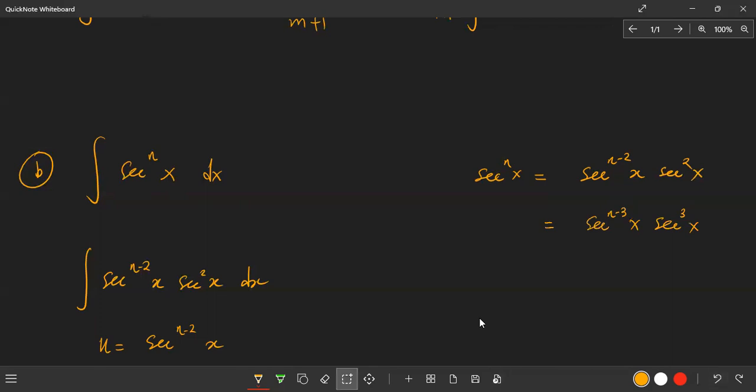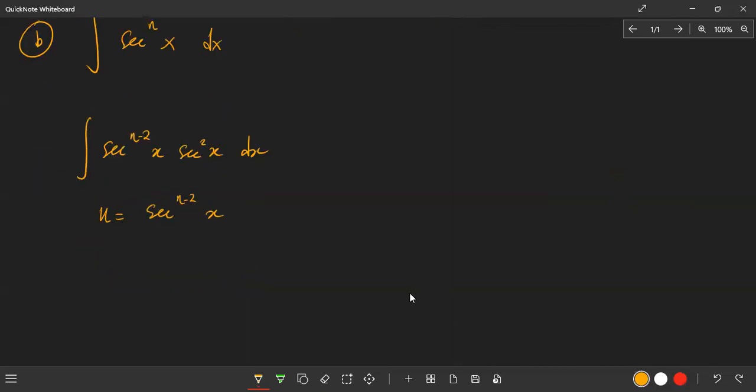Is that okay? Yes, it is. Let's proceed now. So we are going to make our u equal to sec^(n-2) x. All right, so let me differentiate this. Remember that every time we make u equal to something, make sure that you differentiate it as well. So let me take the derivative of this function with respect to x.